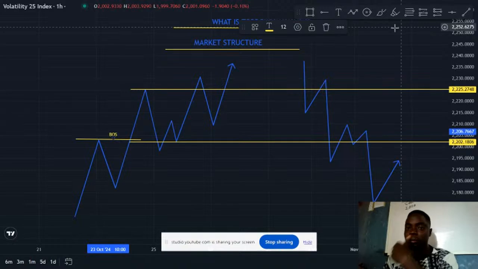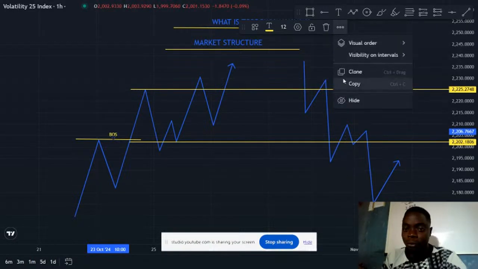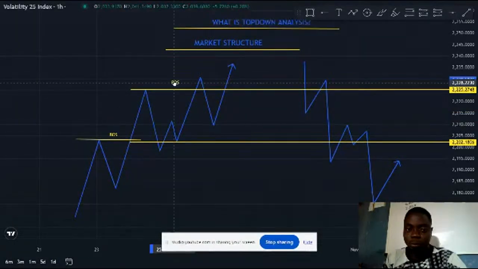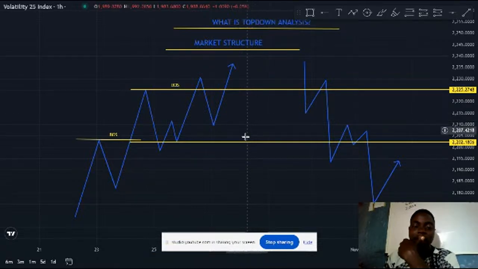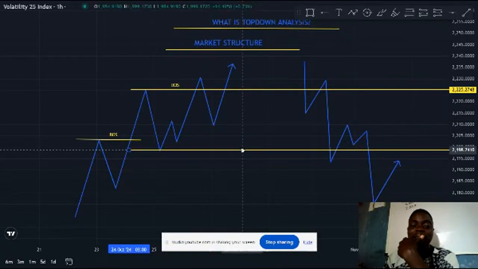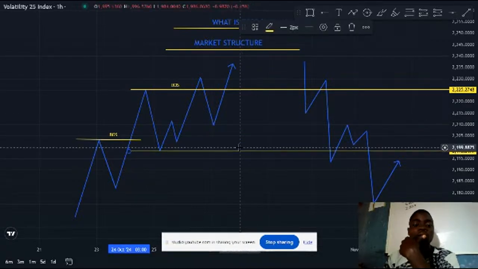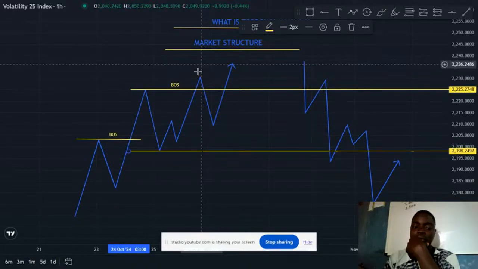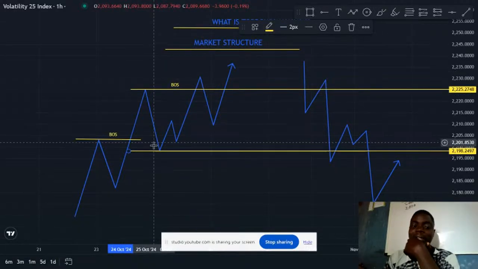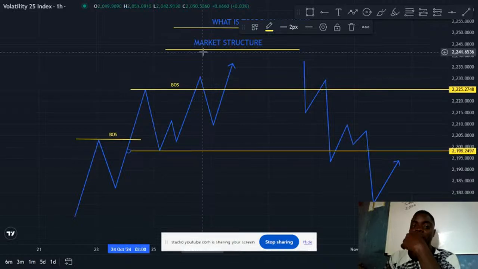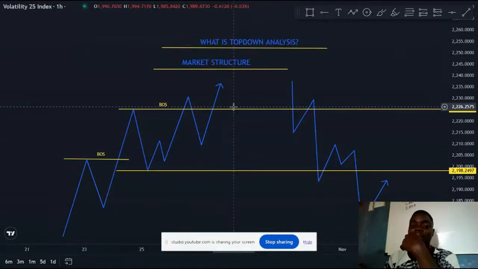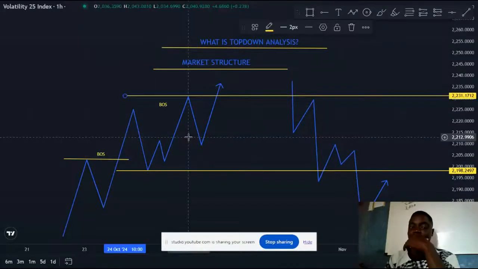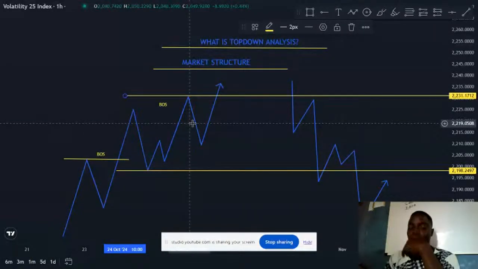This is also a break of structure because price has taken out that high. What we look at is the recent lowest low before that break of structure. So this guy is now my higher low. Why is this guy not my higher high? So technically, there is a range now between this range and this range. All these structures here are internal structures.